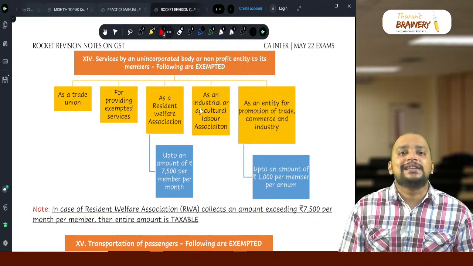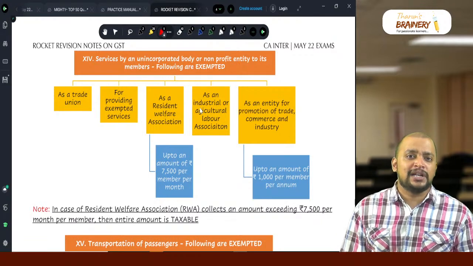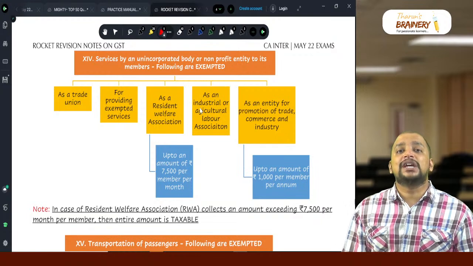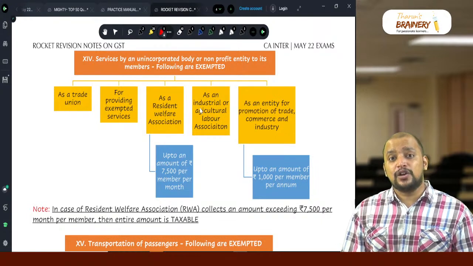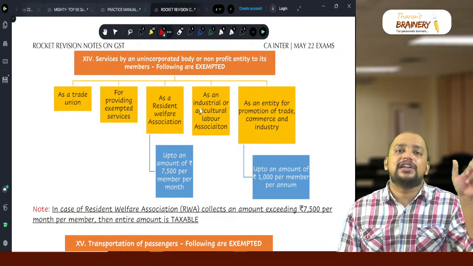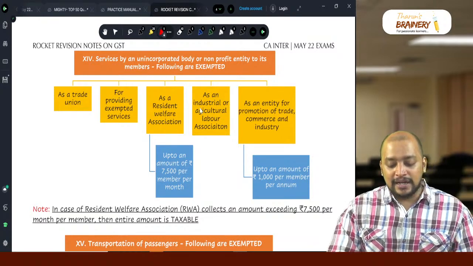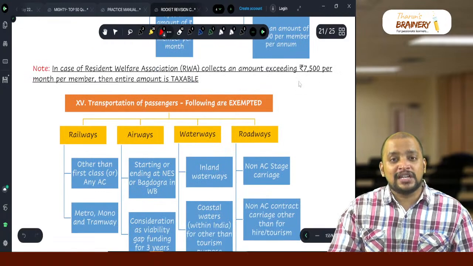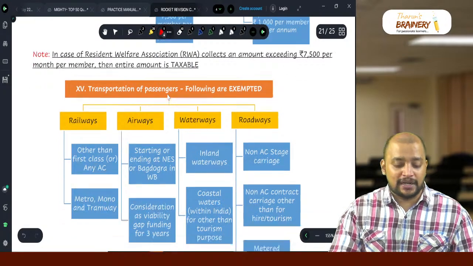For example, ICAI collects from chartered accountants a membership fee of 1,800 rupees. So it will be entirely taxable, because per annum it is not less than or equal to 1,000. Similarly, if it collects more than 7,500, entirely it will be taxable.